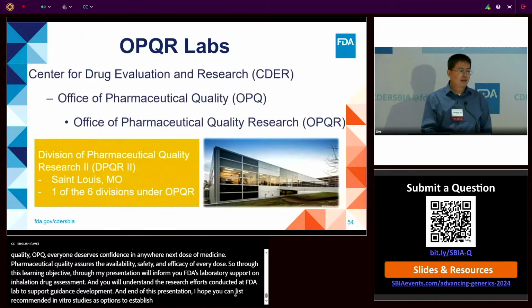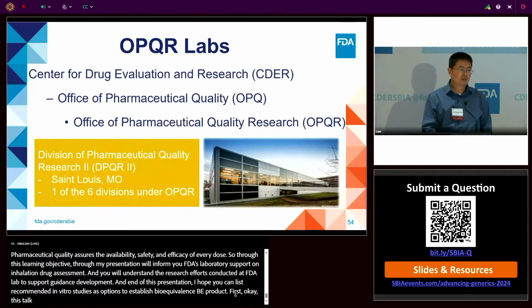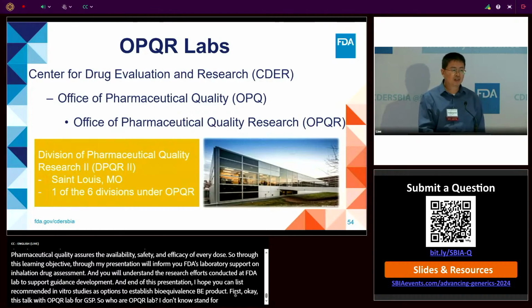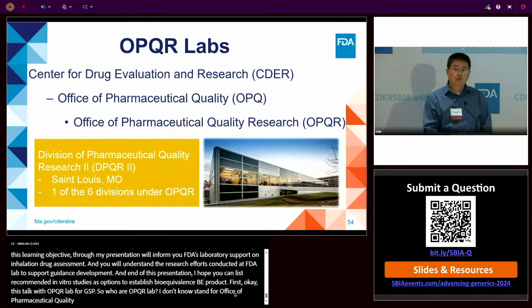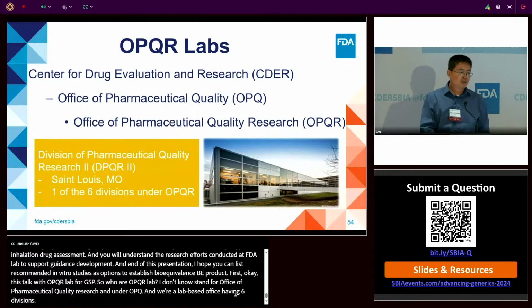First, this topic is on OPQR lab support for GSP. So who are the OPQR labs? OPQR stands for Office of Pharmaceutical Quality Research. It's a sub-office under OPQ, and we are a lab-based office having 6 divisions. The inhalation lab and team is under Division 2, so we are located in St. Louis, Missouri.